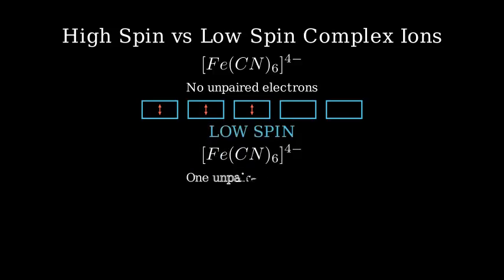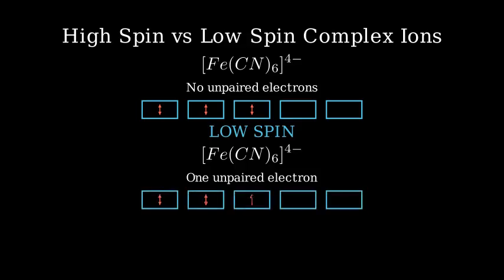Our second example is also iron hexacyanide 4-, but this time with one unpaired electron. While this is an unusual electron configuration for this complex, having just one unpaired electron would still be considered closer to a low spin state.